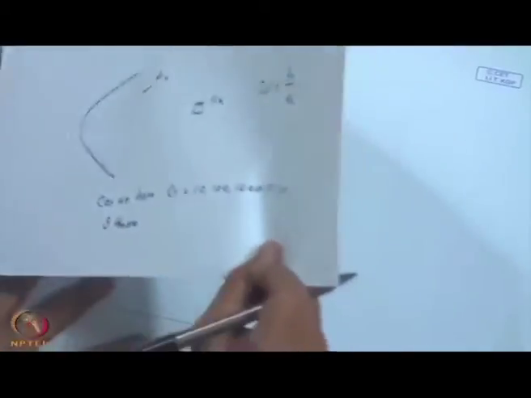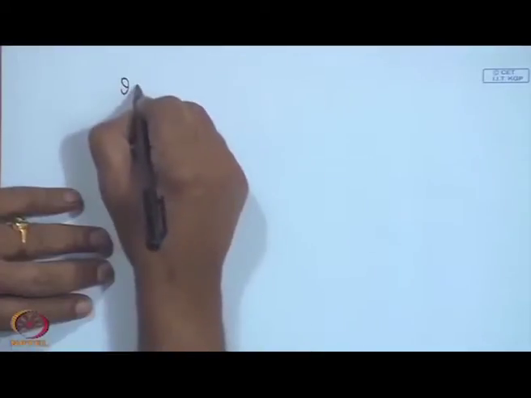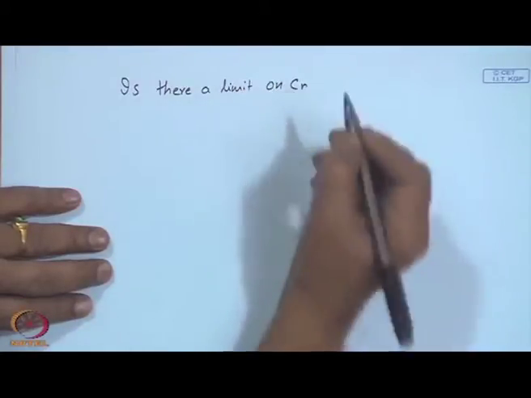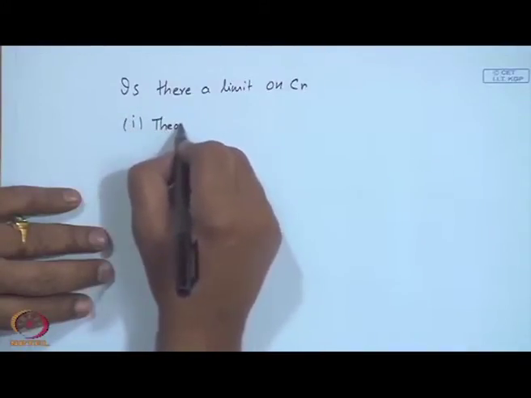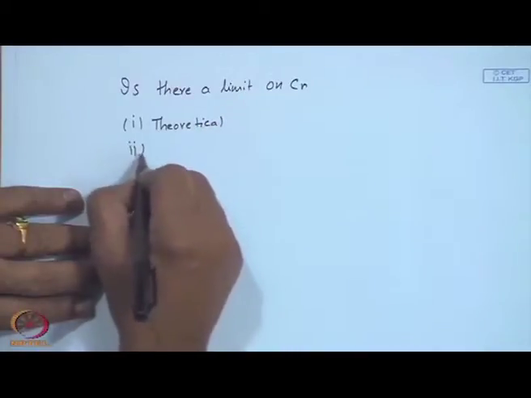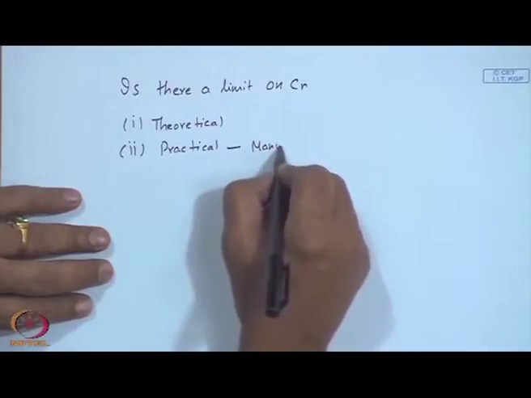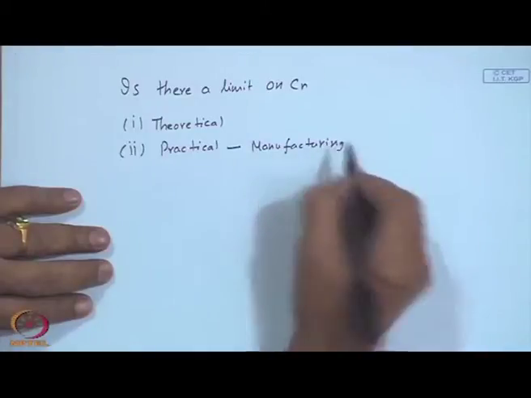Let me go to the next page. Is there a limit on C r? One, theoretical limit. Second thing may be practical, arising due to manufacturing. Like for example, how perfect is the reflector, how perfect is the refractor, how perfect is the optics, and though we do not aim at 100% efficiency from the thermal point of view, will all the radiation that is passing through the aperture get reflected and go exactly onto the receiver, and depending upon the tracking mode.